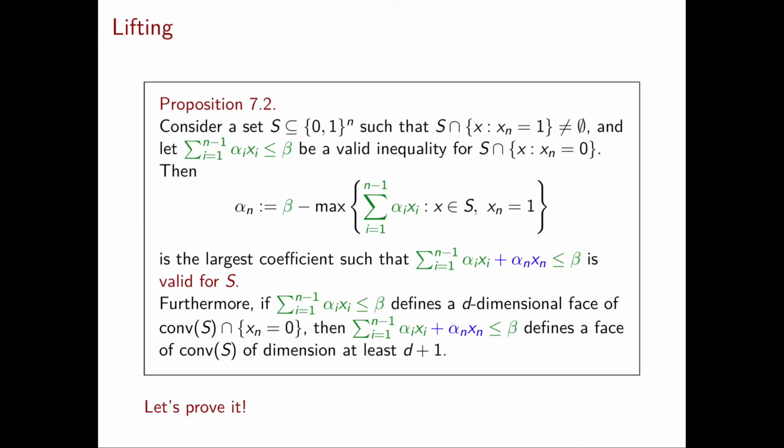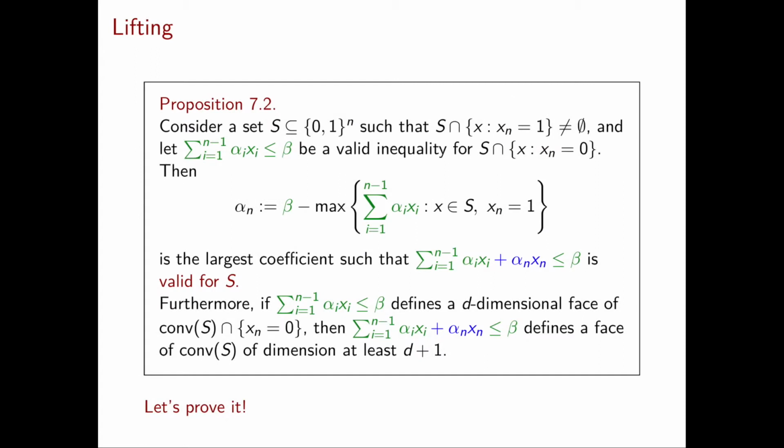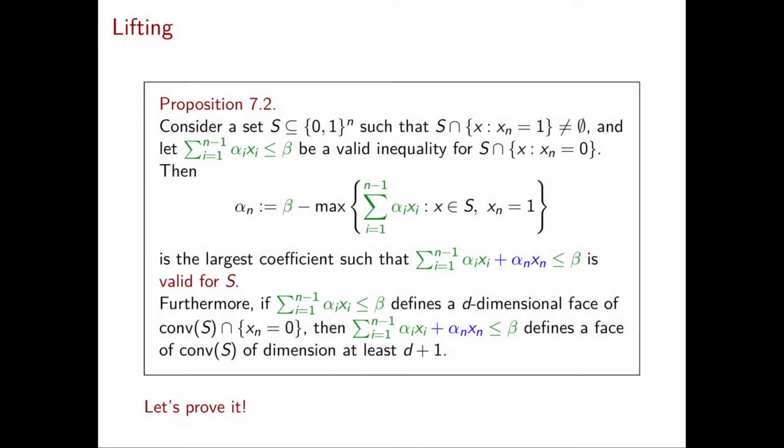So now let's state and prove our main lifting result. So we have a set S in {0,1}^n that satisfies this technical assumption that we just talked about. So S contains at least a point with xn equal to 1. So in this proposition, we have an inequality whose left hand depends only on the first n minus 1 variables, and it is assumed to be valid for all the points in S with xn equal to 0. Then we want to find this lifting coefficient alpha n, and we also want to find the best one.